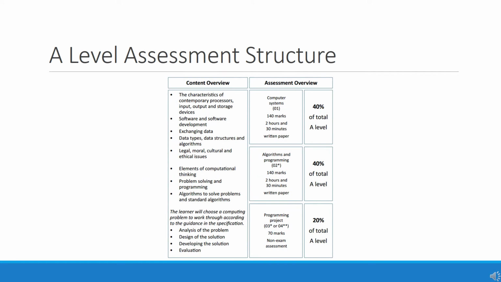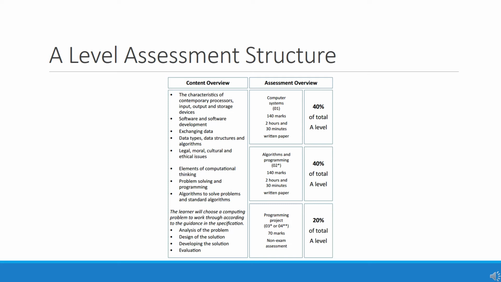The assessment structure for A-Level Computer Science broadly follows the same pattern as the GCSE. There are 2 exam papers worth 40% each and a 20% programming project, generally one that you'll undertake in Year 13. You'll notice that this time round the programming project is worth 20%, whereas for the GCSE it was not worth any assessment marks, but it was a mandatory project.